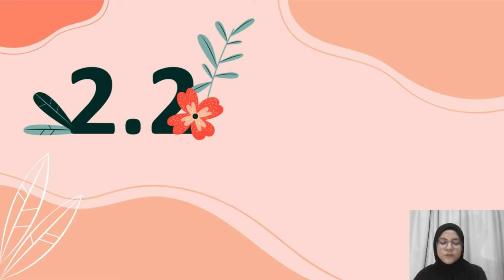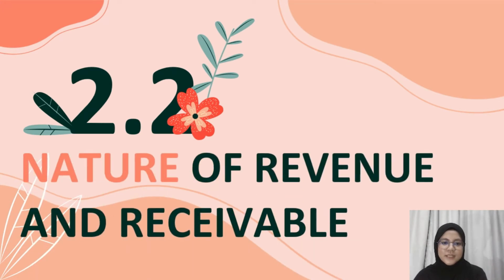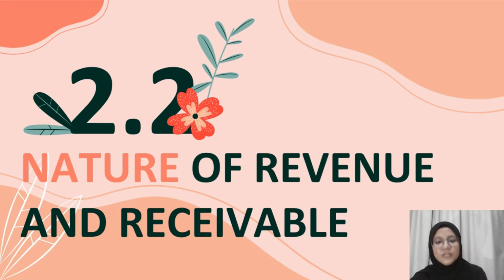Next, we move to 2.2, which is the nature of revenue and receivables. Before that, I want to explain that when we are dealing with sales or revenue, the auditor always has to assume that there is a risk of fraud. Why? Because revenue is one of the largest accounts in profit or loss. That's why the auditor has to be very careful when auditing sales and accounts receivable.